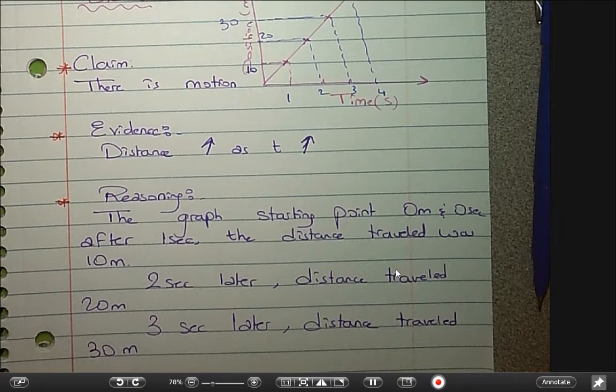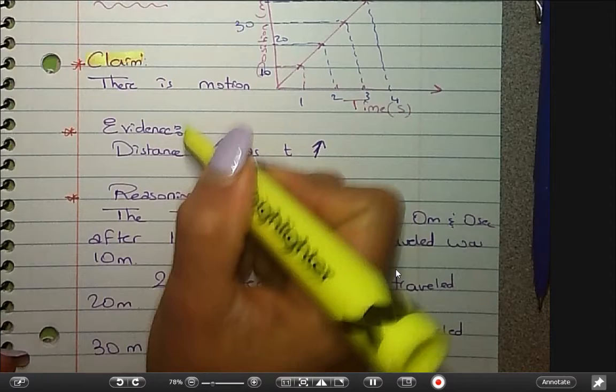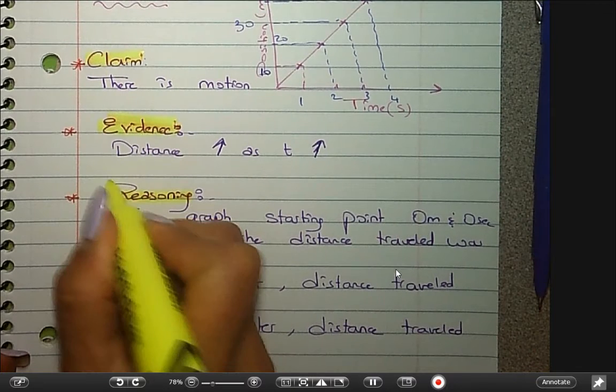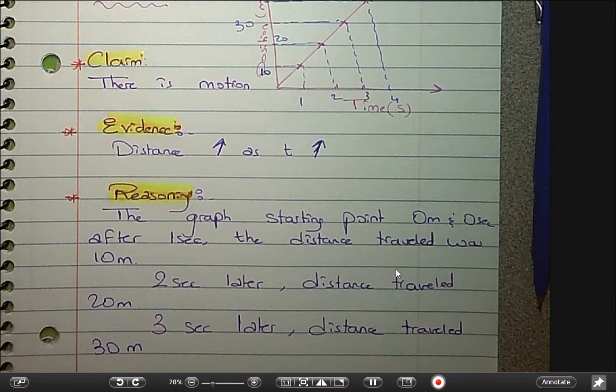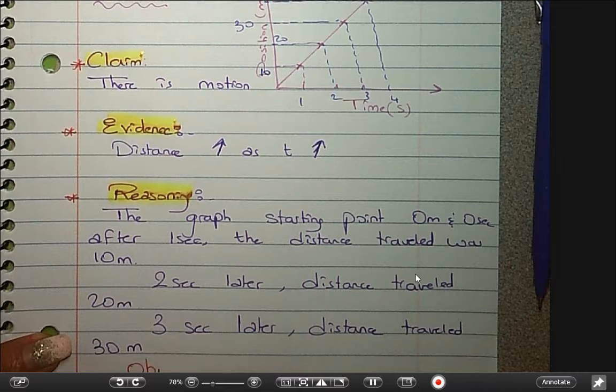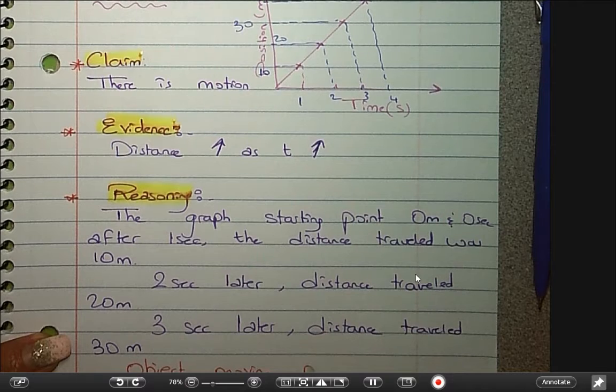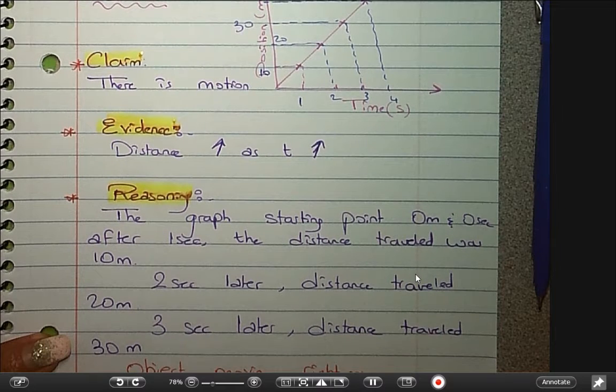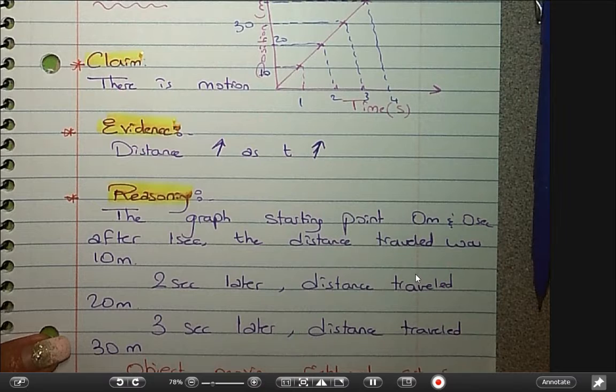So that tells me now I have my claim, my evidence, and my reasoning. And now I know that the object is moving rightward at constant speed.